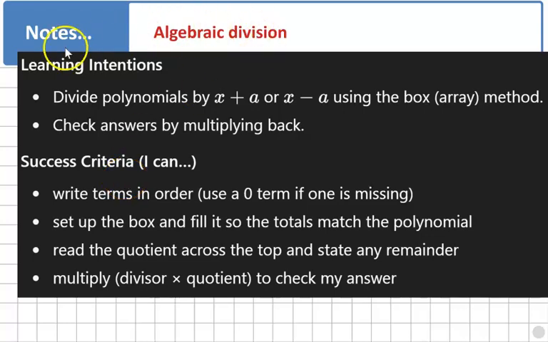Algebraic division. Learning intentions. Divide polynomials by x plus a or x minus a using the box or array method. Check answers by multiplying back. Success criteria: I can write terms in order. Use a zero term if one is missing. Set up the box and fill it so the totals match the polynomial. Read the quotient across the top and state any remainder. Multiply divisor by quotient to check my answer.